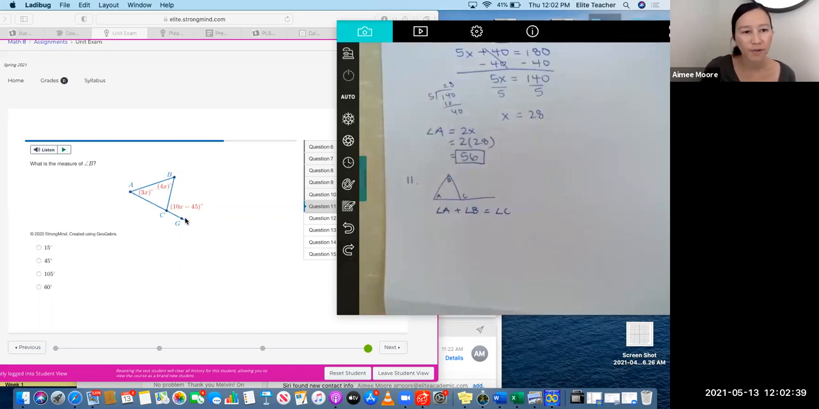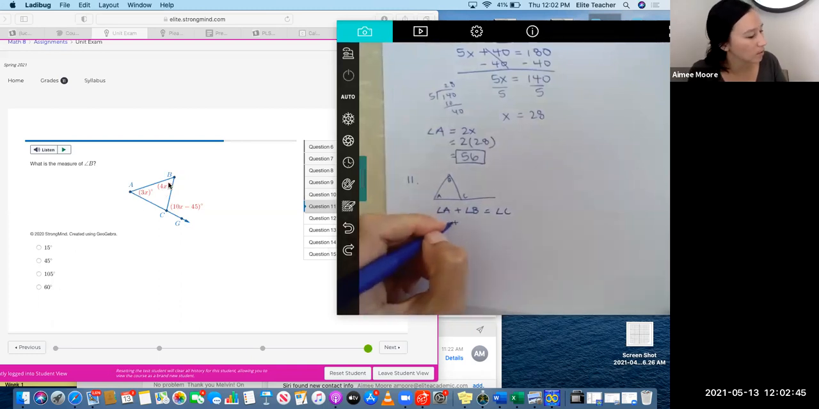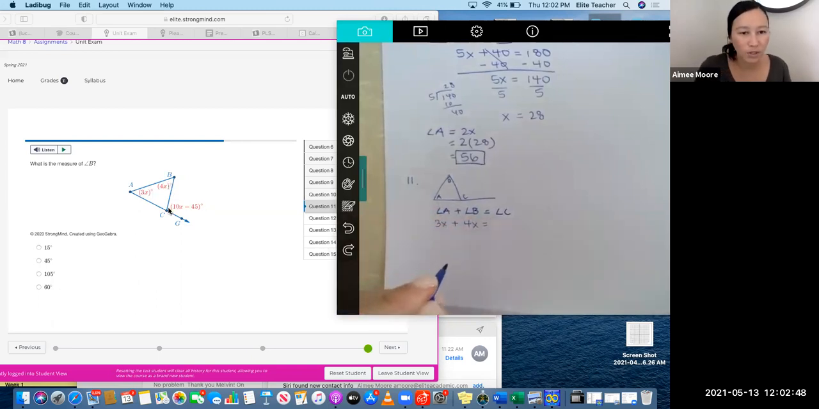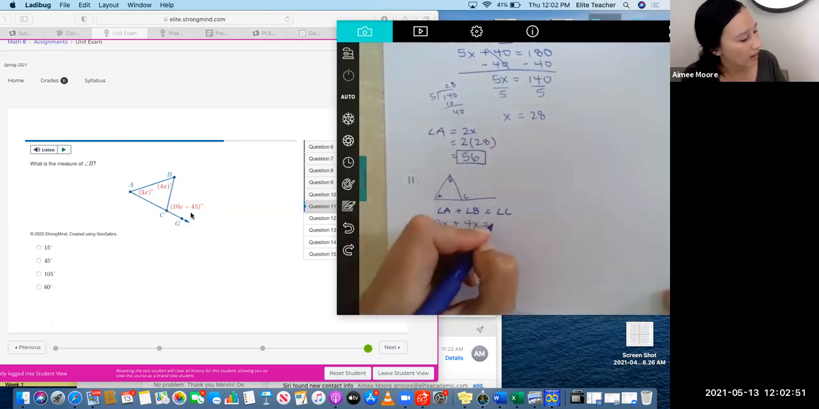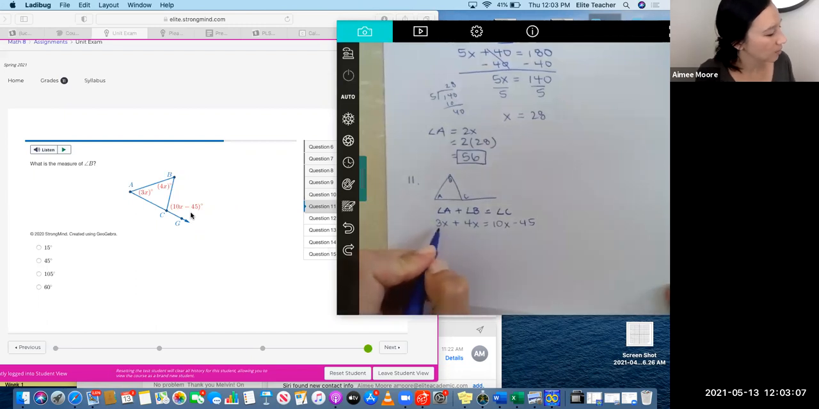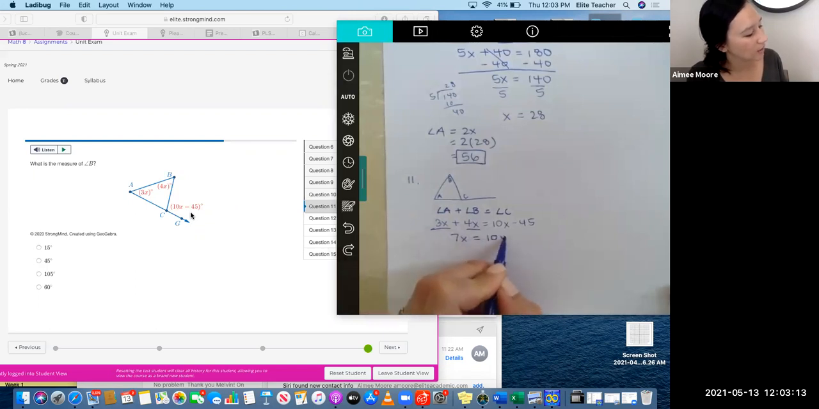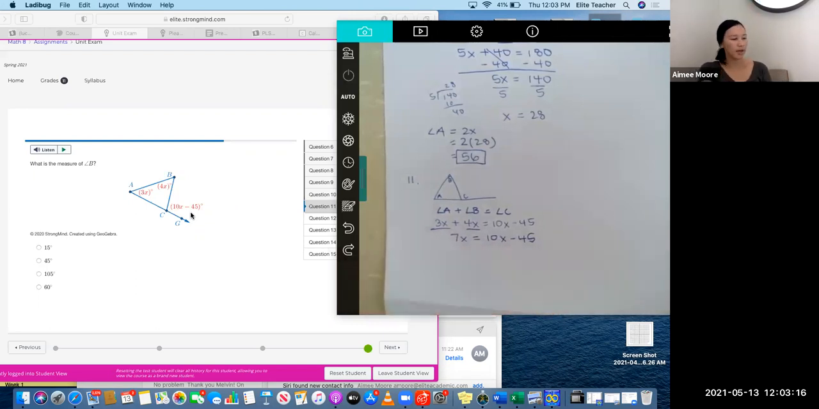So first we need to solve for x. So 3x, that's angle A, plus angle B, which is 4x, is equal to this exterior angle, 10x minus 45. Any questions about how I set that up? Okay, so then we just simplify so we can combine our like terms, 3x and 4x, which is 7x equals 10x minus 45. And then Rosalie, do you know what I would do next to solve for x?